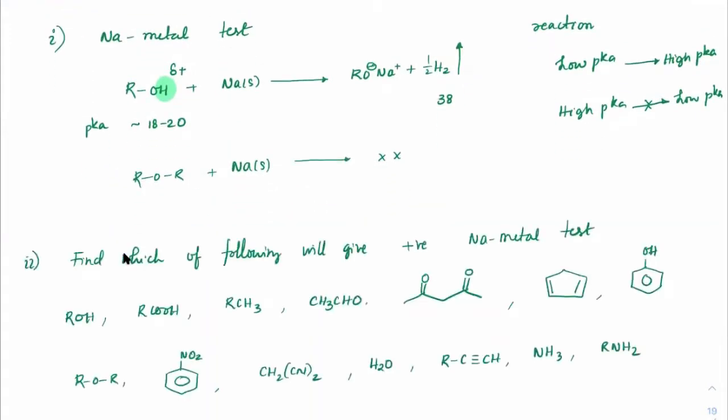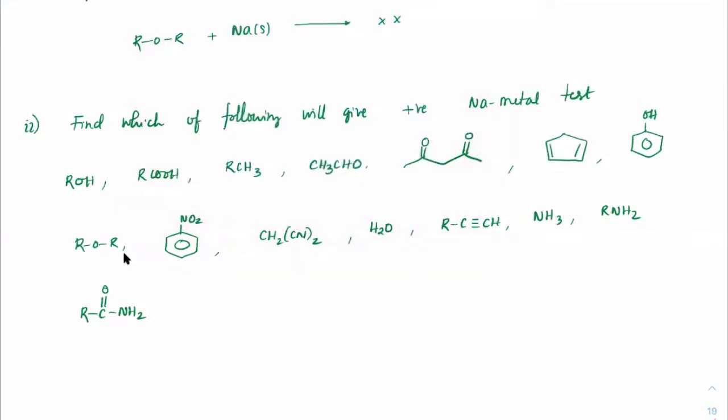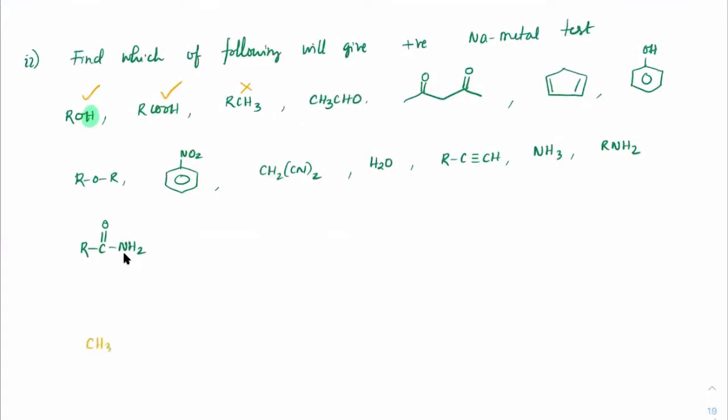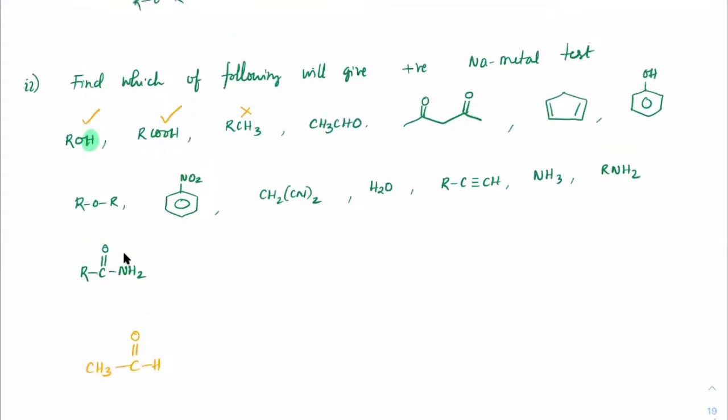Whatever that is, if hydrogen is directly connected to carbon, which is sp3, nothing will happen. Let us solve together. ROH, definitely this is protic, which means it is polarized enough, so that will give. RCOOH, that will give. Alkanes do not give. CH3CHO: here we have the hydrogen on the carbonyl carbon. If you check this hydrogen, it is slightly acidic, but not greatly acidic. So the reaction is not very fast, hence I will not take it.